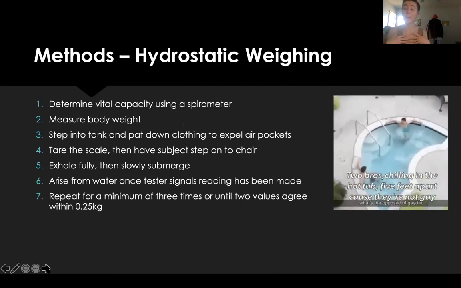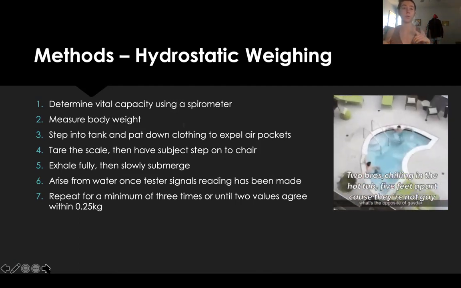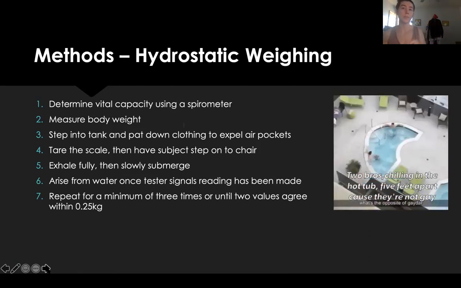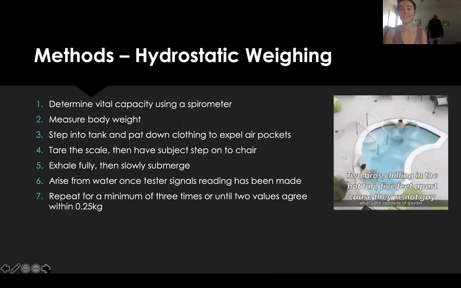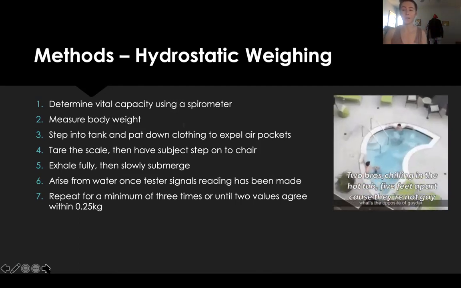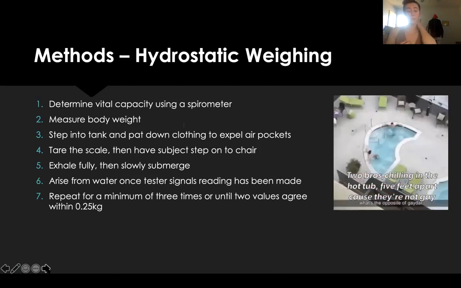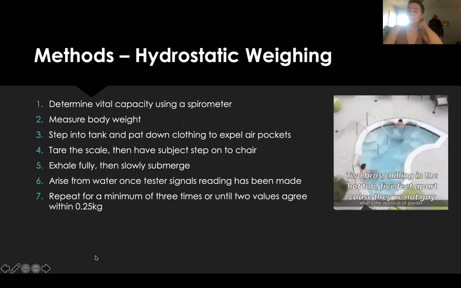You'll have them exhale fully, as much air as they can get out of their lungs. Then they'll submerge their head, and then wait for the leader to get the number down, their weight, and then they'll knock on the tank. They'll have them come back up. And sometimes it sucks because you have to do it 5 times for some people, because the numbers are off, depending on how much they exhale, if they're wiggling, things like that. Repeat for a minimum of 3 times, or until 2 values are pretty close together, within like 0.25 kilograms.